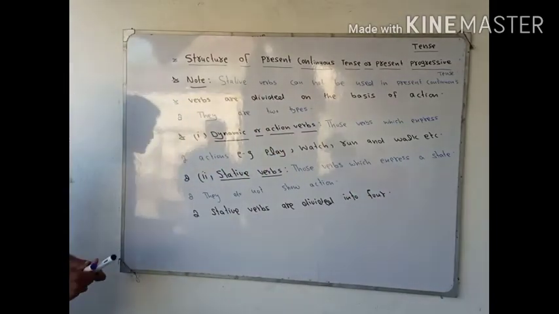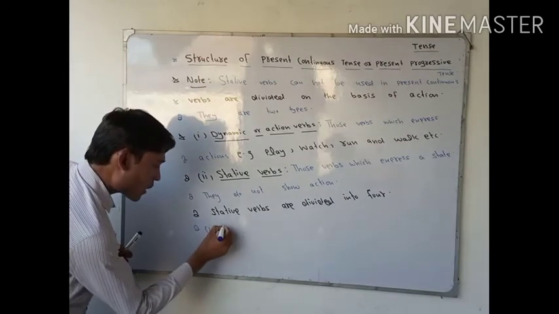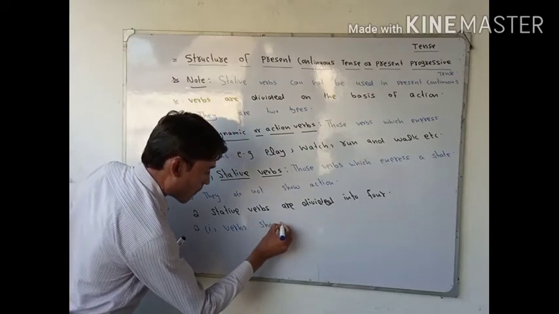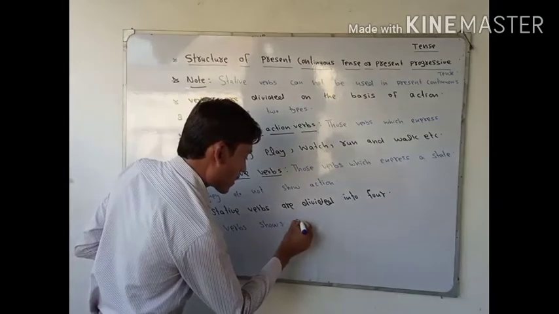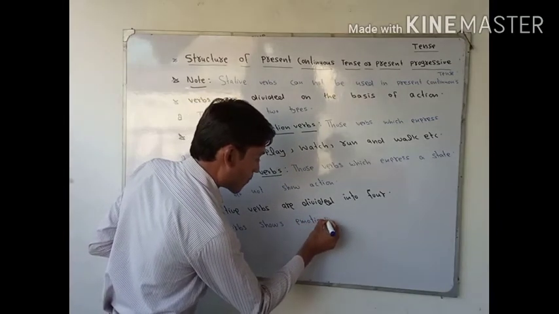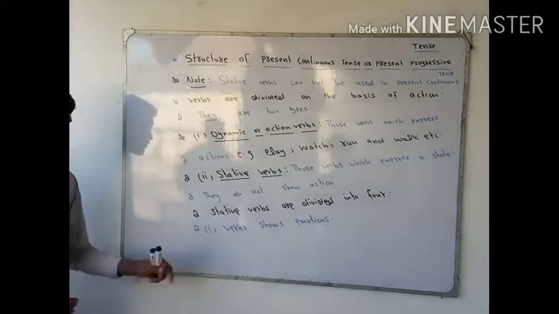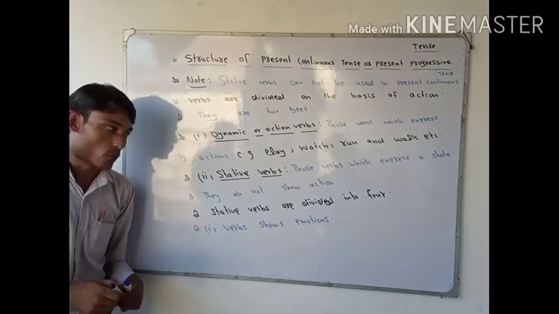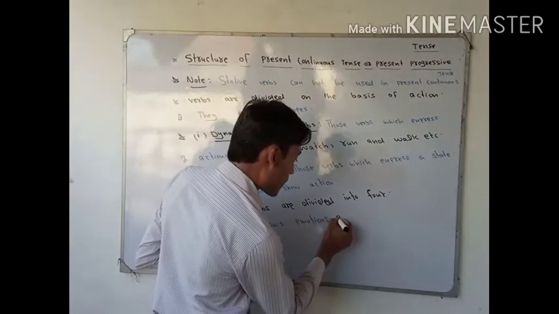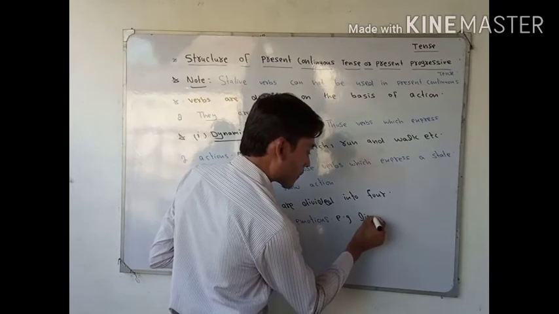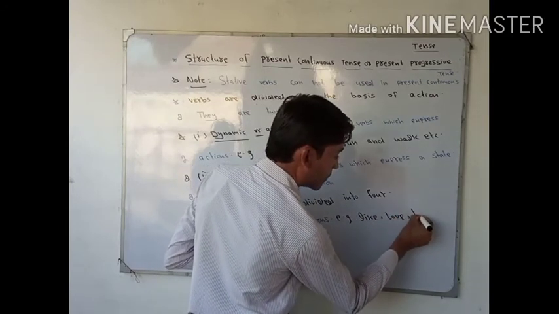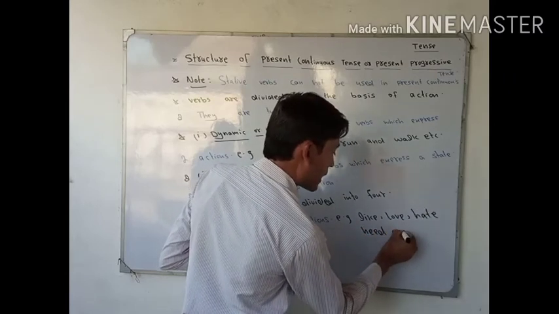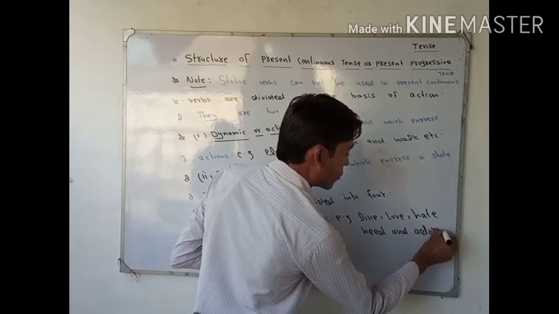The first one is verbs that show emotions. So what is the first kind? Verbs that show emotions are called emotion verbs. So what are the emotion verbs? For example, we have like, love, hate, need, and adore. Adore, A-D-O-R-E, adore, etc.